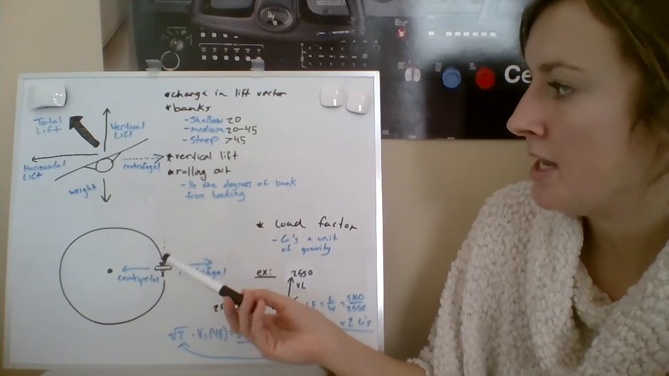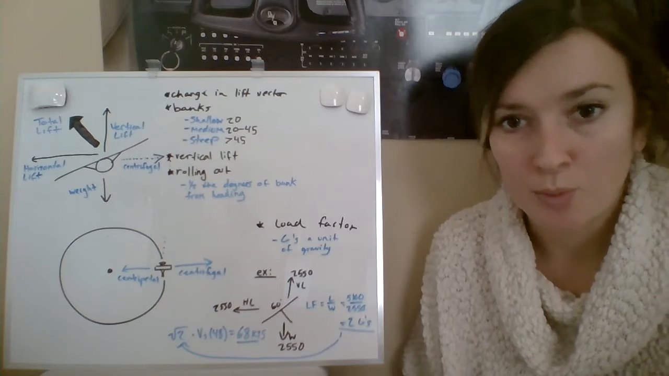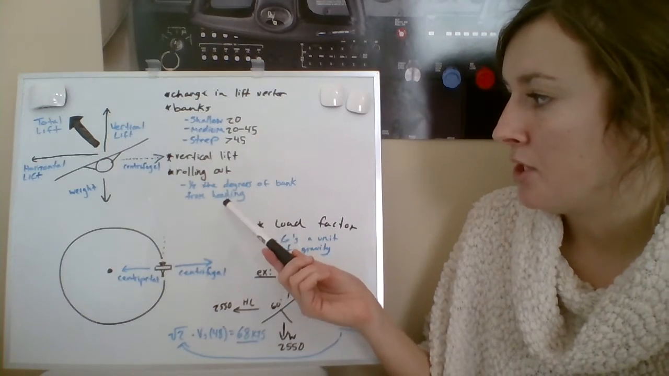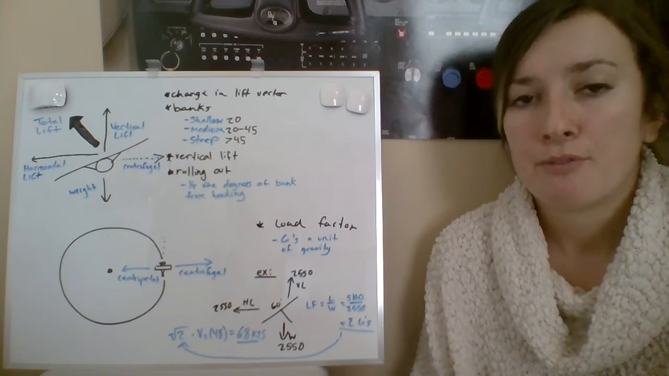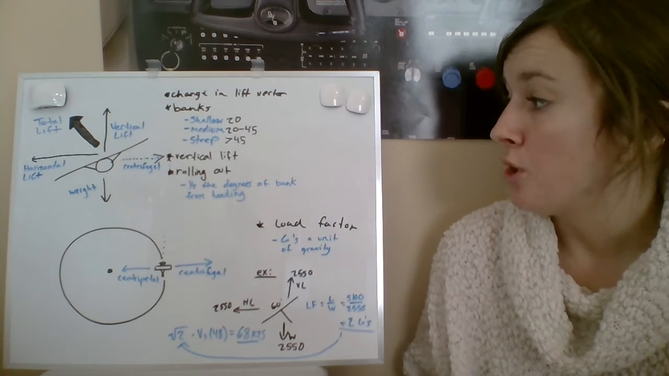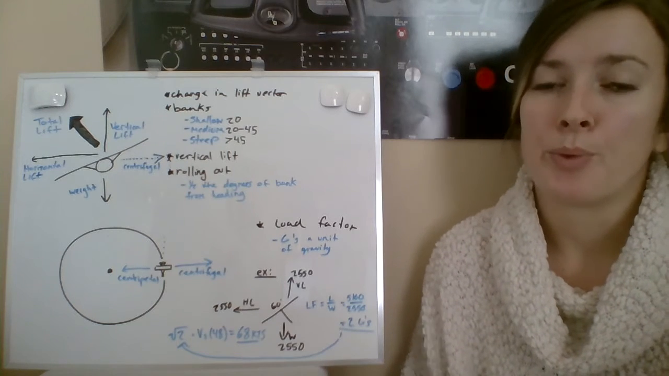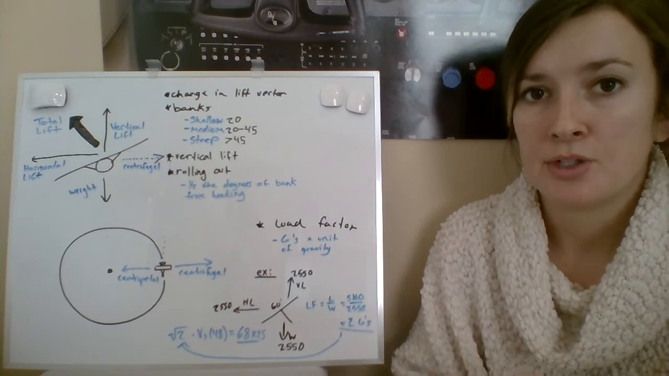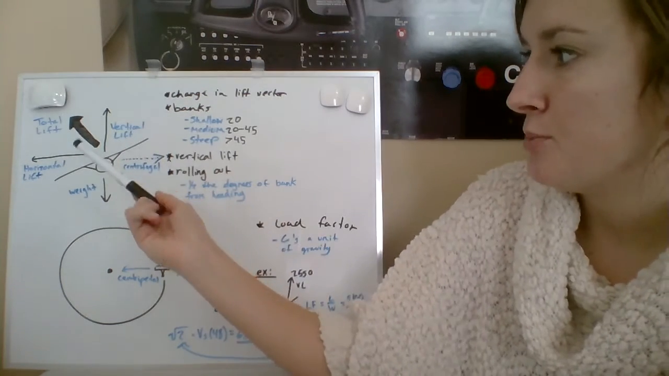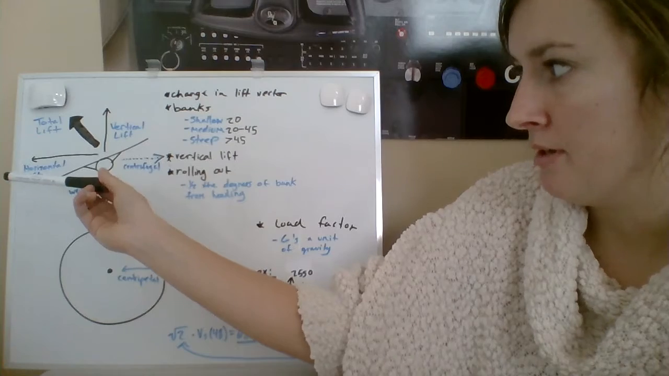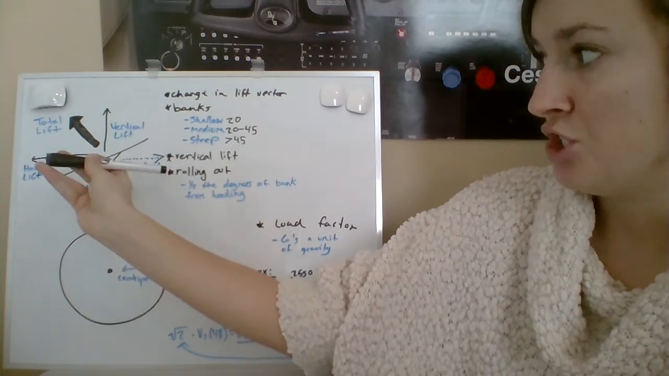of our turn. And so when we are turning, in the case that we do want to roll out, you want to make sure that you roll out half the degrees of your bank angle from your intended heading. So if we were turning at 30 degrees bank, then we would want to roll out 15 degrees before our intended heading.